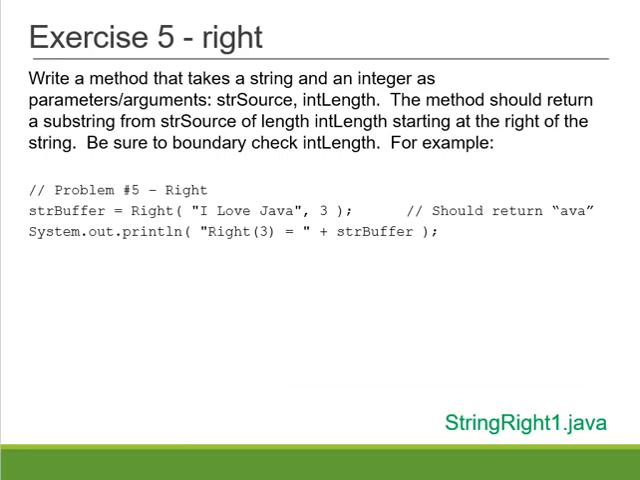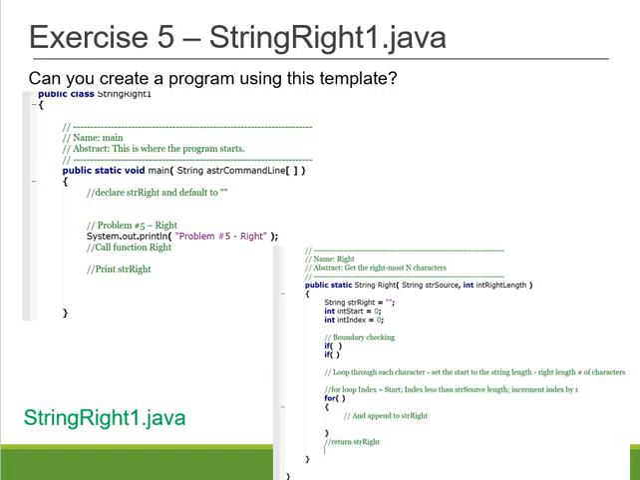Exercise 5. Create another method called write that receives a string and an integer as the parameters. This method will return a right substring of the string parameter for the length parameter. Be sure to do boundary checking for the length. Refer to the example on the screen. Use this template to create your method. Be sure to do boundary checking.